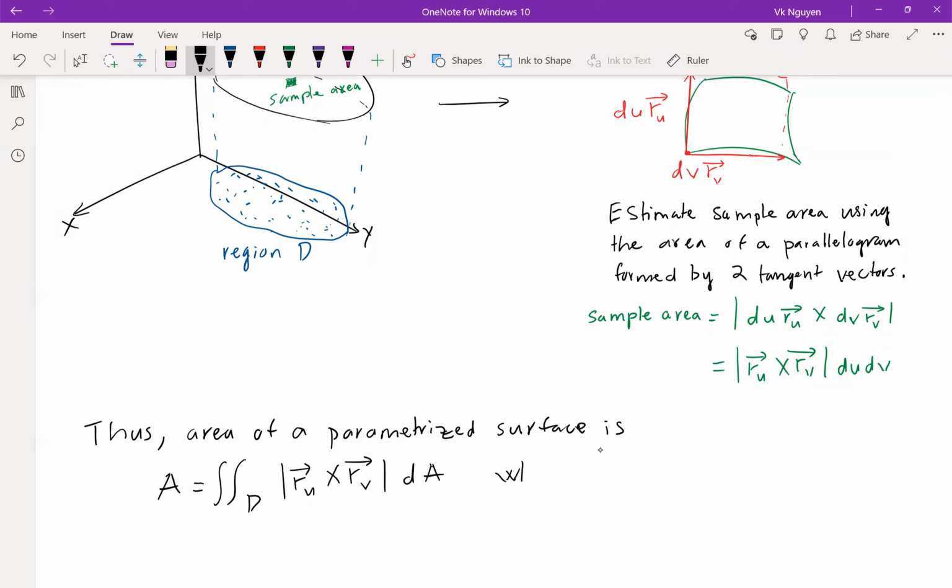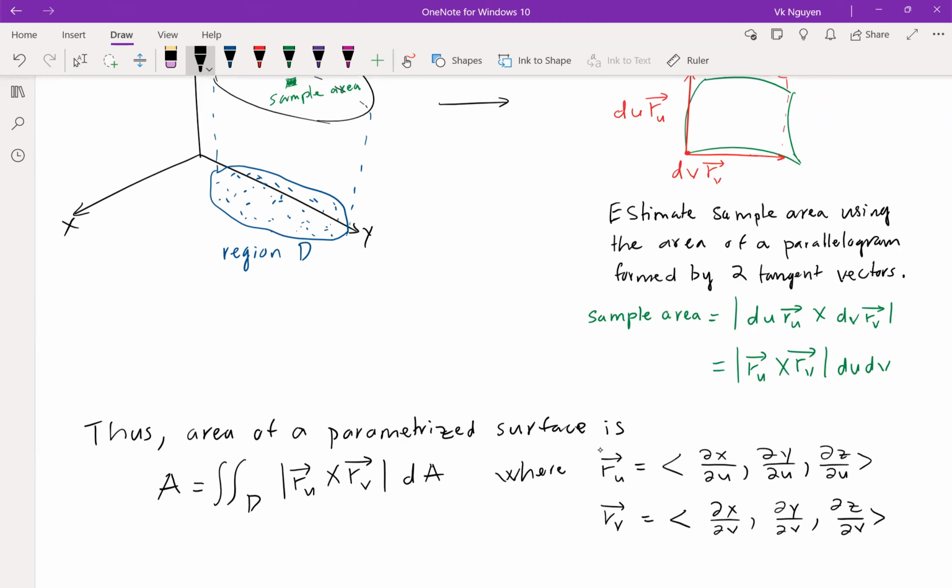Where hopefully you still remember r_u. So r_u is the vector partial x with respect to u, partial y with respect to u, partial z with respect to u. r_v is the vector partial x with respect to v, partial y with respect to v, partial z with respect to v. Okay, special case.